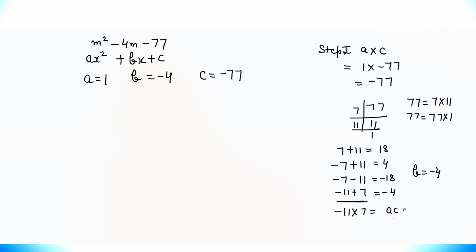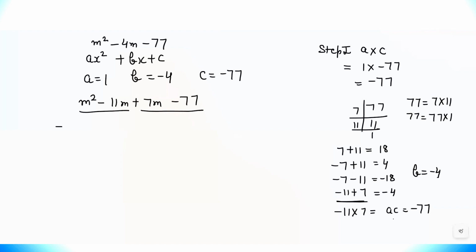So what is AC? Minus 77. So I'm getting it. That means I can write this equation as m square minus 11m plus 7m minus 77. So 4 terms again, we will take these terms together.